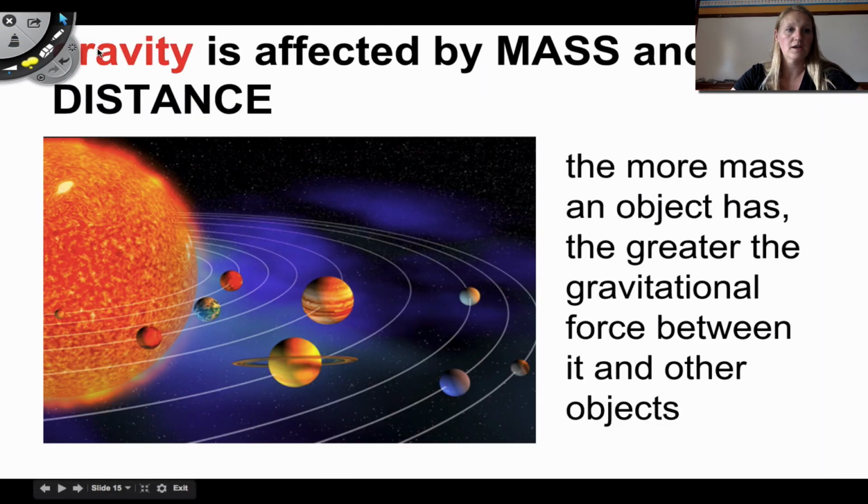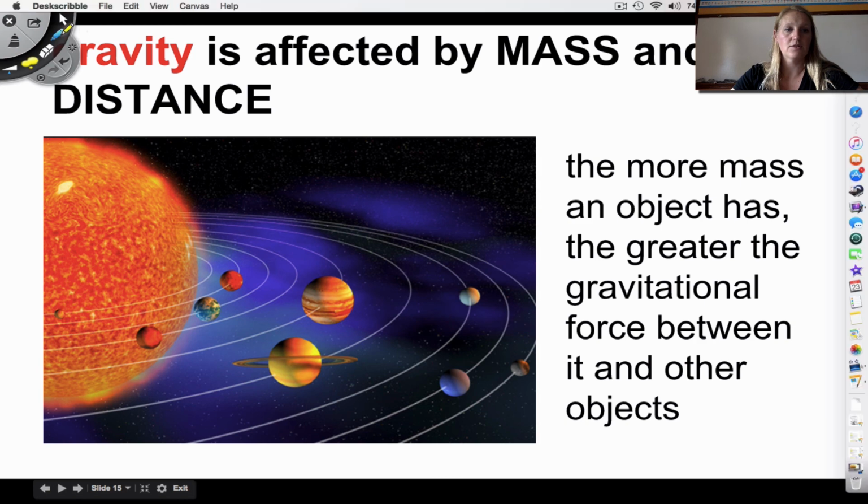One of which, here it is: gravity is affected by both mass, by the object's mass, as well as the distance the objects are away from each other. So in general, the more mass an object has, the greater the gravitational force between it and other objects.